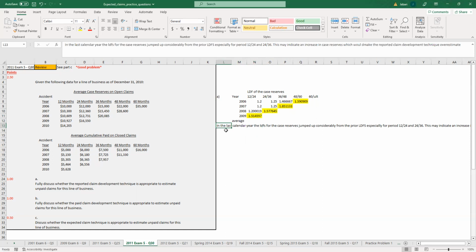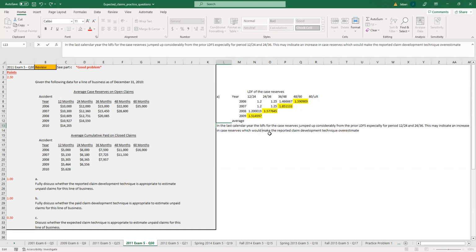May indicate increase in case reserves. Well, would it indicate an increase in case reserves, though? If the reported claim development overestimate. Definitely a change in the LDF. So regardless, we know that technique isn't appropriate. The question is why it's not appropriate.